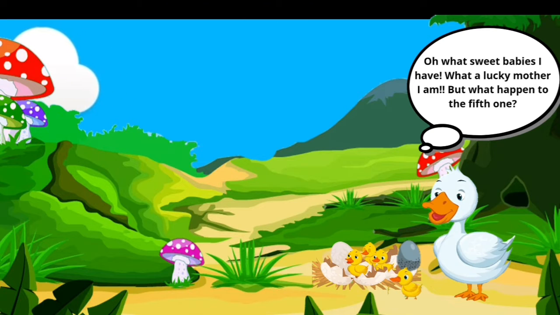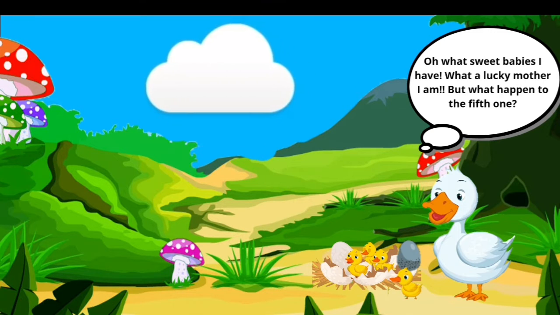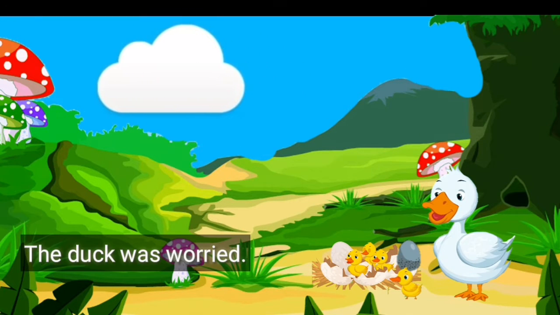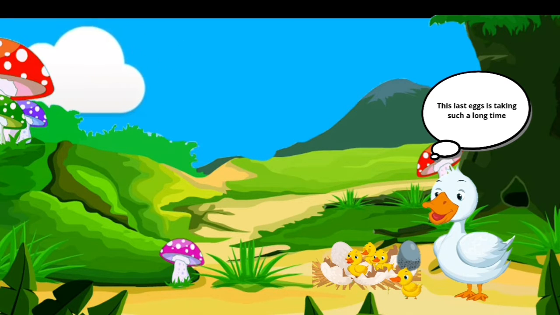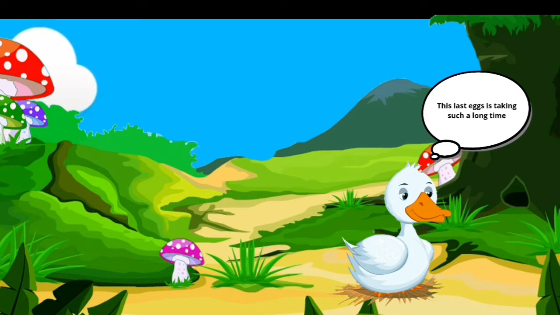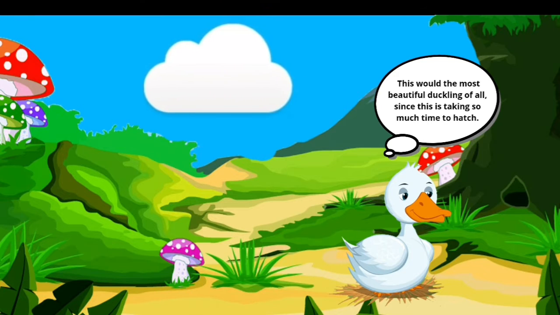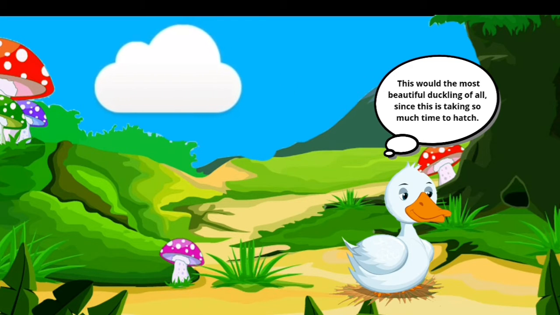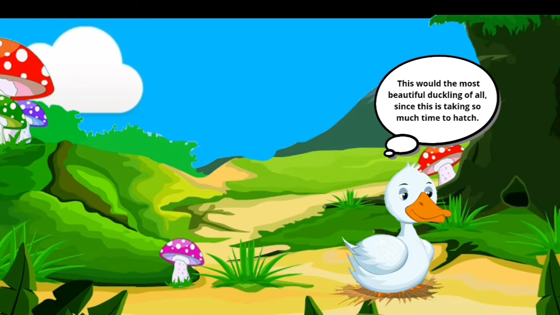Oh, what sweet babies I have! What a lucky mother I am! But what happened to the 5th one? The duck was worried. The last egg is taking such a long time. She sat on the egg and gave it all the warmth that it could give. This was the most beautiful duckling of all, since this is taking so much time to hatch.